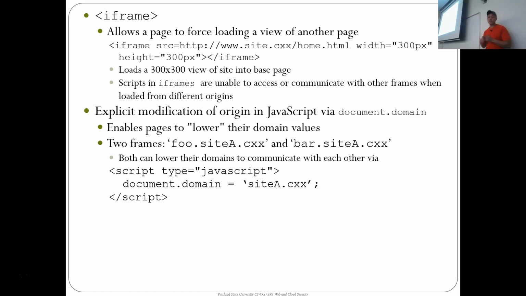Another thing that is allowed is that you can change your origin in JavaScript, but you can only change it in a particular direction. If you are a subdomain, you can change your domain to the higher level domain. So if you have a.foo.com and b.foo.com, but you want them to share content with each other, to be considered the same origin, then you can lower both of the sites to foo.com, and then they can share the same domain. And this is how you might do this.